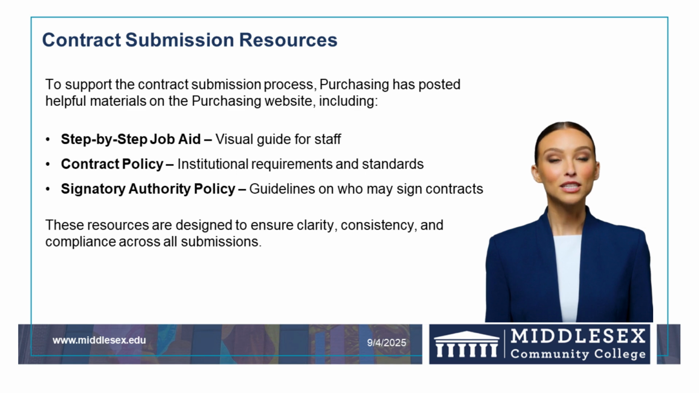Before we wrap up, let's make sure you know where to find help when you need it. Submitting a contract correctly is important, but you're not expected to memorize every detail. We've created resources to guide you through the process. On the Purchasing Intranet webpage, you'll find everything from a step-by-step job aid to our contract policy and the signatory authority policy, which outlines who can sign and under what conditions. These tools are designed to promote clarity, consistency, and compliance across all submissions. Whether you're new to the process or just need a quick refresher, these resources are your go-to support.